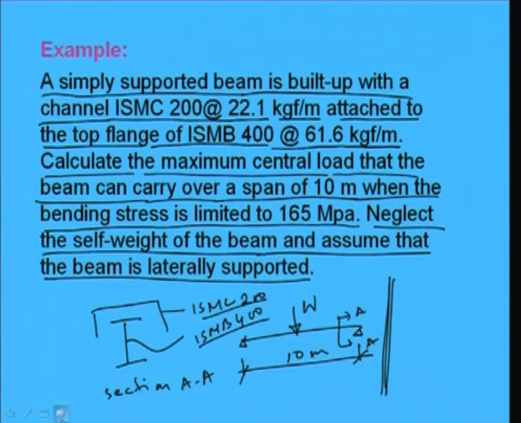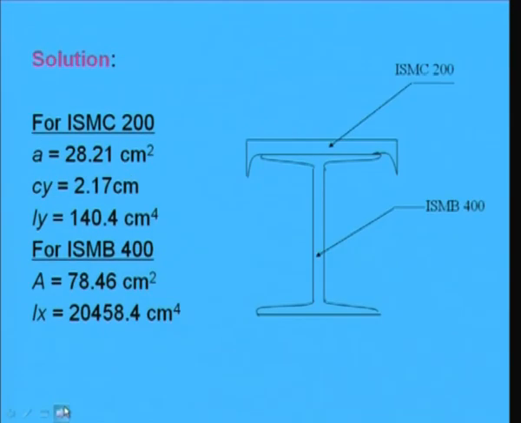So, what will we do? We have to find the relevant properties from the handbook, SP6. From SP6 we can find the relevant properties of ISMC 200 and ISMB 400. For ISMC 200, the required cross sectional area is 28.21 centimeter square.